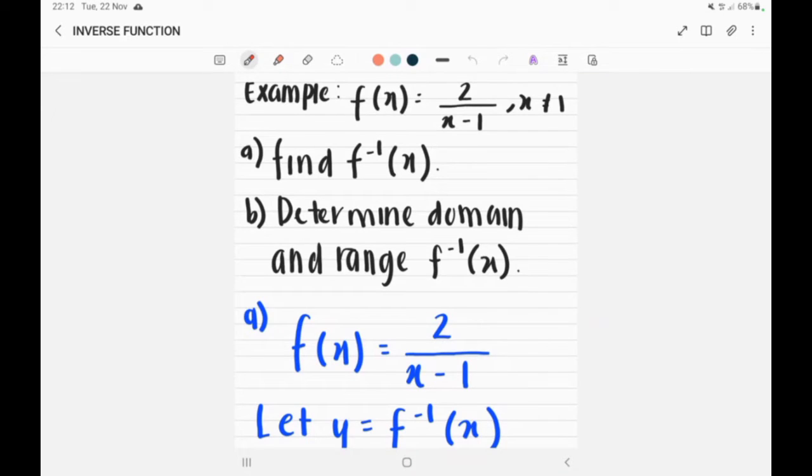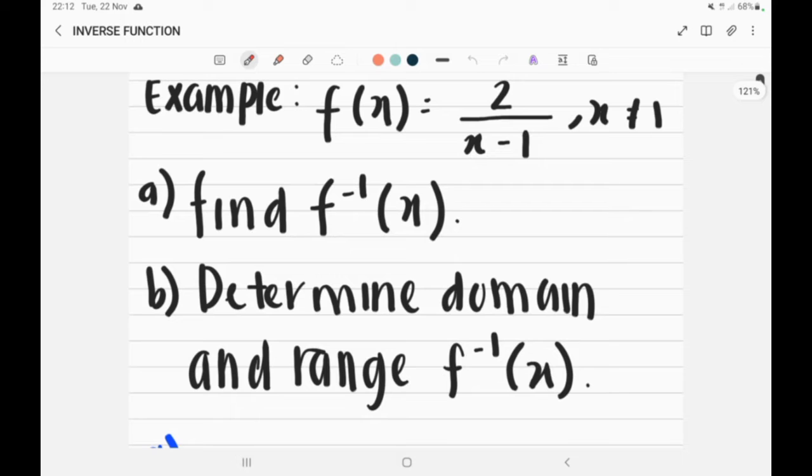Let's look at this example. You are given that f(x) is equal to 2 over x minus 1, where x is not equal to 1. So the value of x cannot equal 1, which means it is the domain of our f(x).